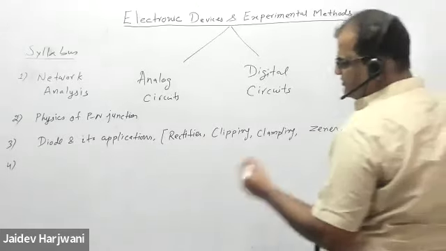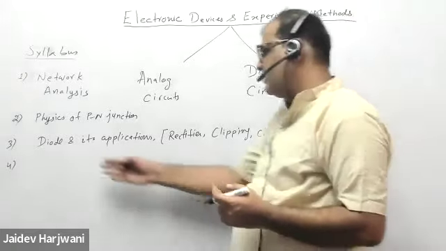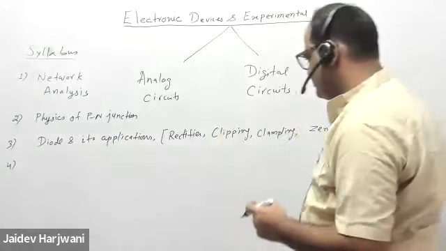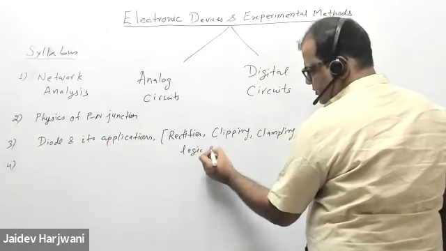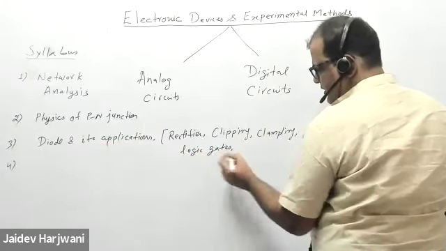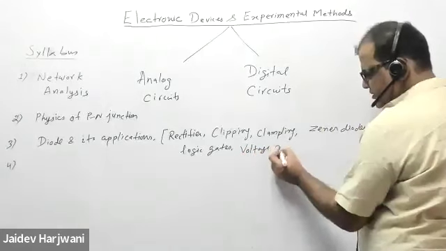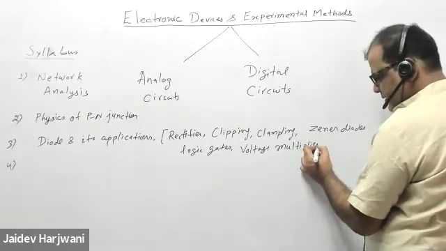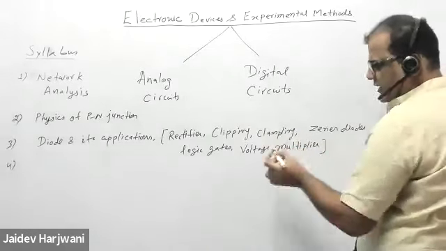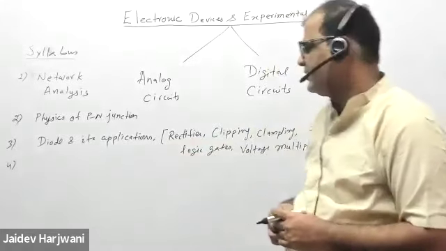And then you have the voltage multiplier. And then we can design logic gates using diodes, that also we will discuss. So logic gates using diodes, and voltage multiplier circuits. Everything comes in the diode chapter.